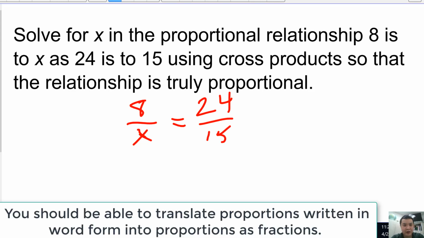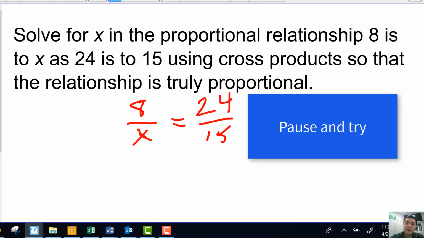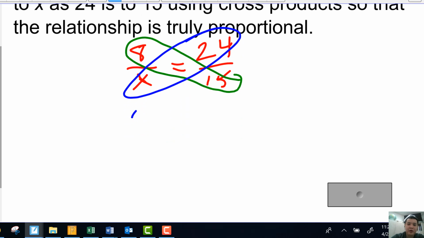Okay. Try this one out on your own. Hit pause on the video. Okay. To do this one, again, we're going to do the cross products. We're going to multiply the extremes by the means. When we do that, we get 24x equals 8 times 15, which is 120.